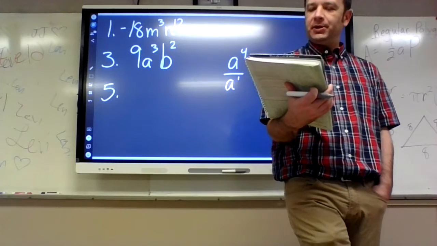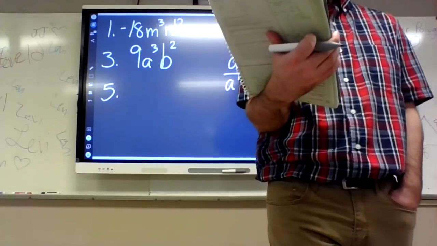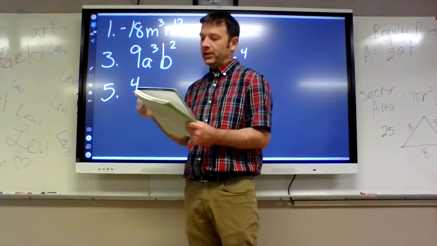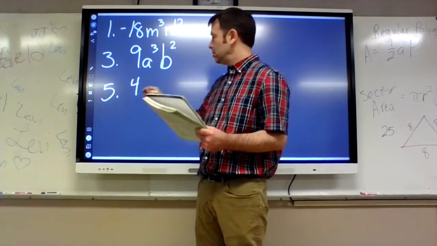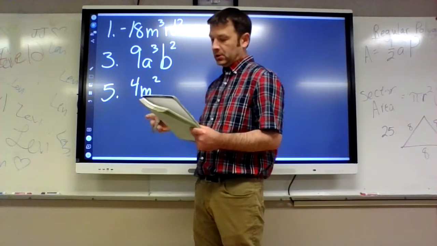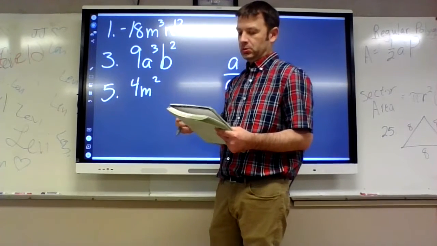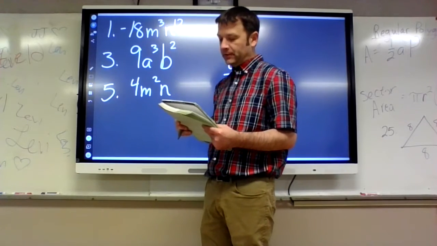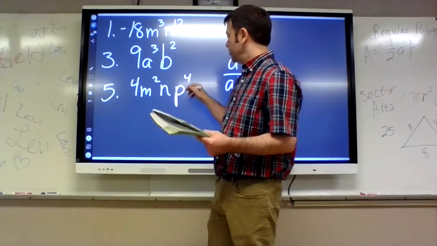5's not too bad. You can do it. So, okay, Olivia, 8 divided by 2. 4. And then m^4 divided by m^2. m^2. And then n^2 divided by n. Just an n. And then p^5 divided by p. p^4. Okay.